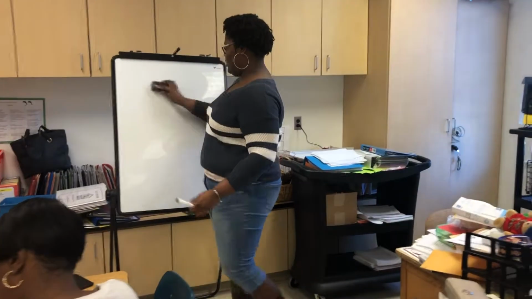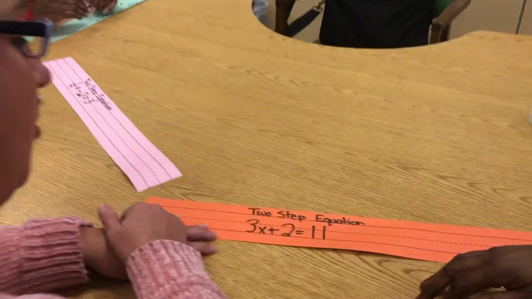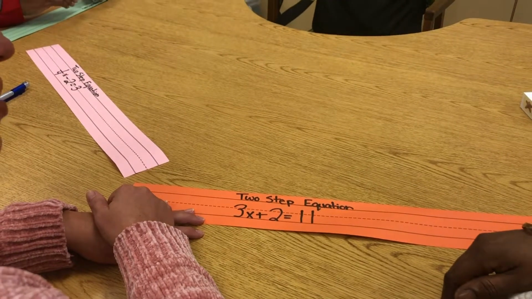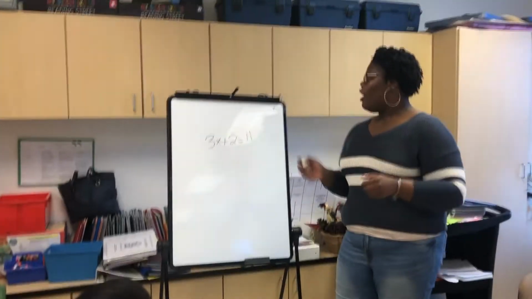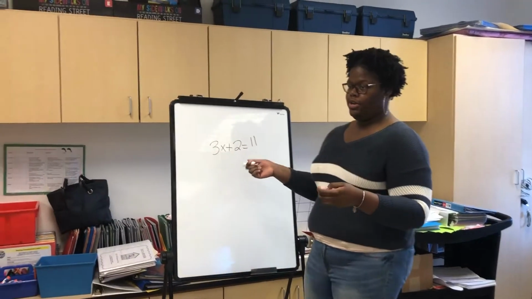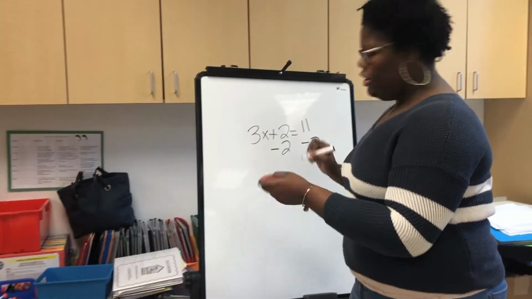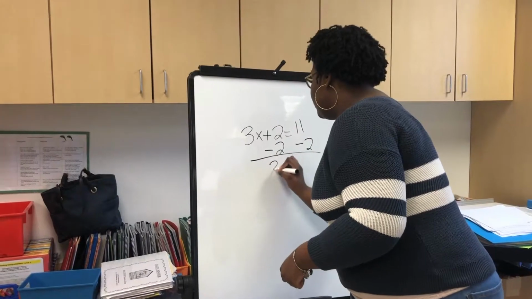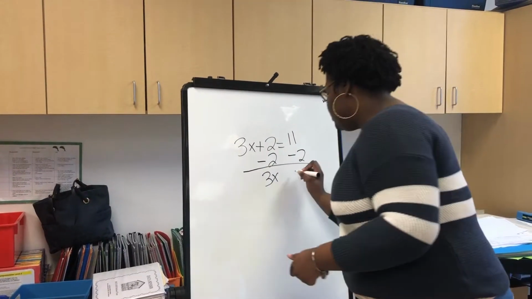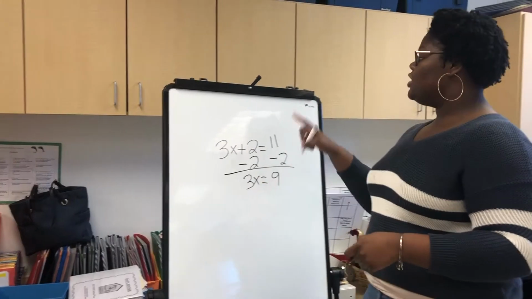Now we're going to learn how to do two-step equations. Who has a two-step equation? I do. 3x plus 2 equals 11. What's our first step? We subtract the 2 from both sides, because we want our variables on one side and our numbers on the other. That leaves us with 3x is equal to 11 minus 2, which is 9. That was our first step.